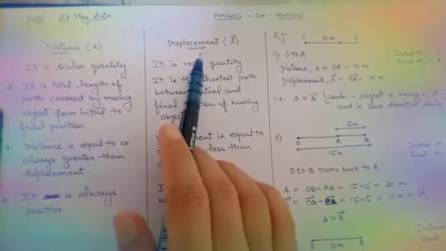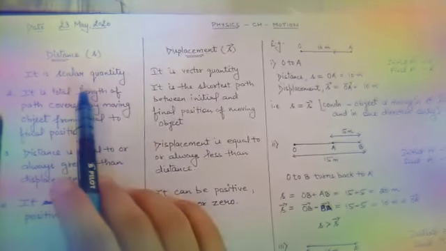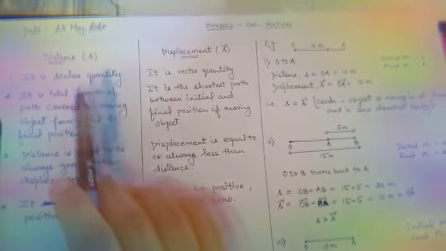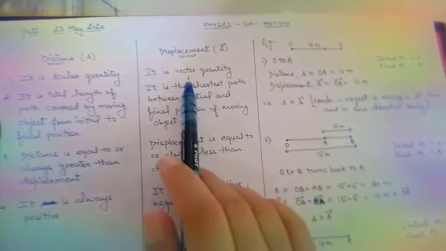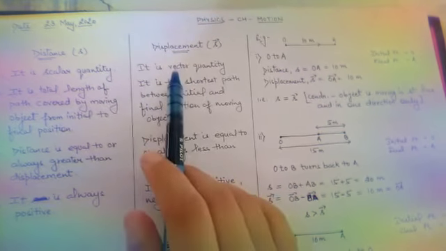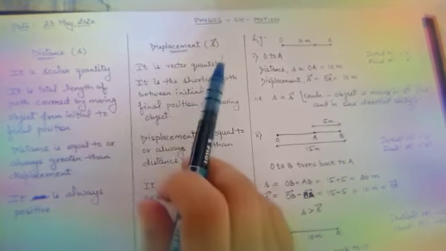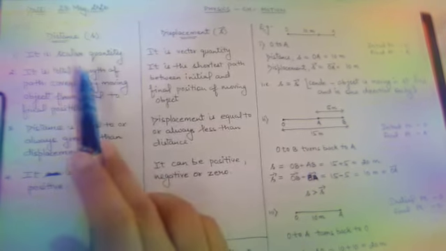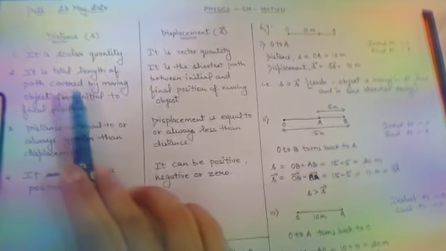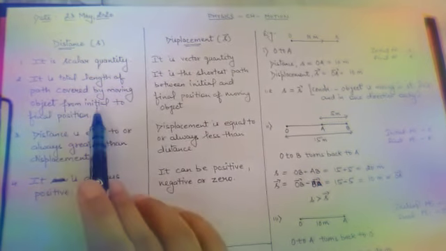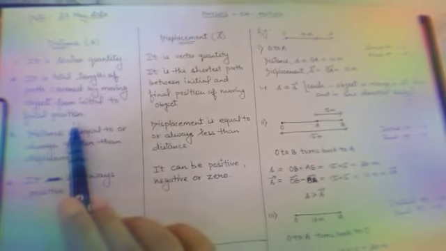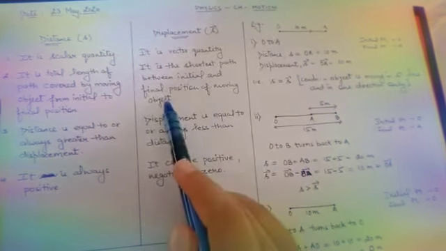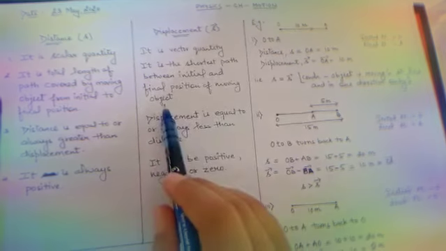As we have already done, distance is a scalar quantity as it requires magnitude only to describe it, whereas displacement is a vector quantity as it requires magnitude as well as direction to explain it. Further, according to the definition, distance is the total length of the path covered by a moving object from initial to final position, whereas displacement is the shortest path between the initial and final position of the moving object.